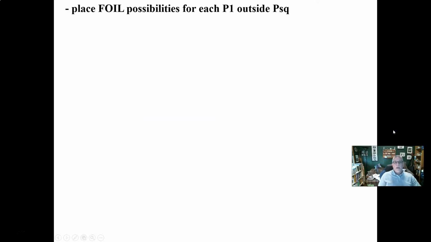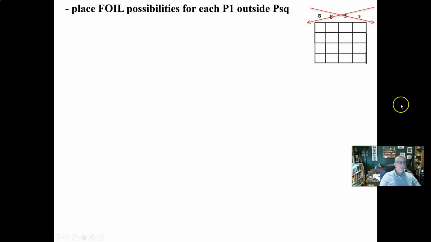Okay. So you then take those FOIL possibilities for each parent and you put them outside that square. You do not do it like this. No. Remember, the FOIL possibilities were two alleles, right? Haploid, like big G, little g. So when I see students do that sort of thing, that tells me that they did not do the FOIL and they don't understand the process.